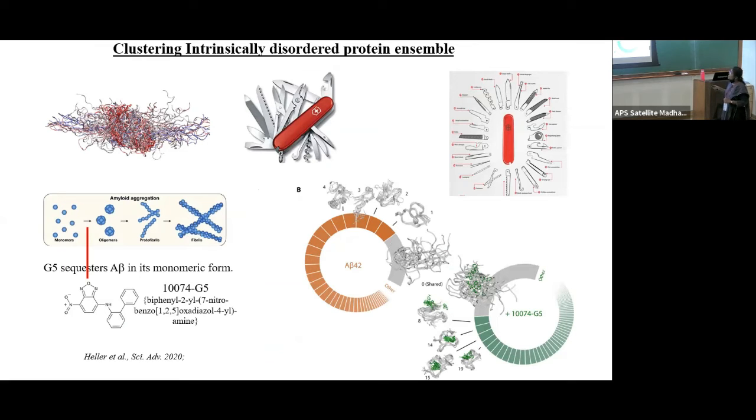As I already mentioned, intrinsically disordered proteins are a very heterogeneous set of data, a heterogeneous ensemble, and they readily transform across multiple structures, and thereby they are able to perform multiple different functions.